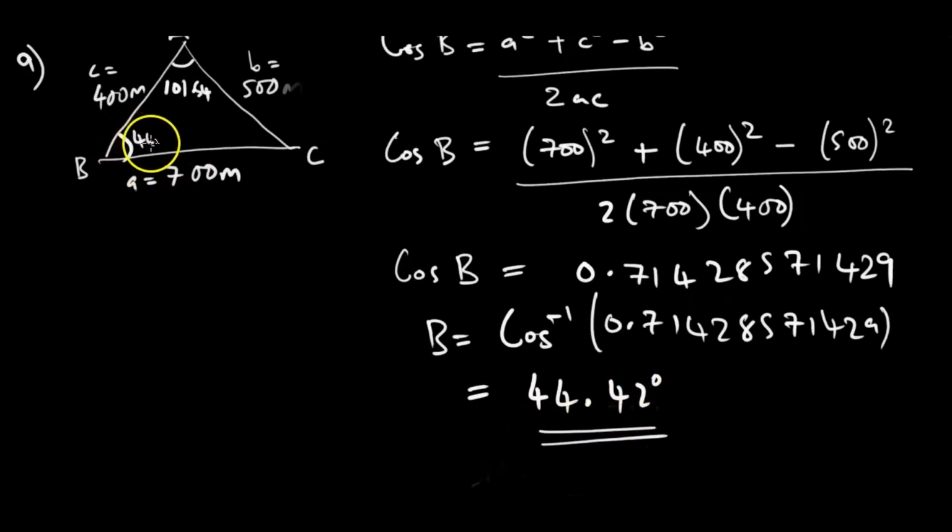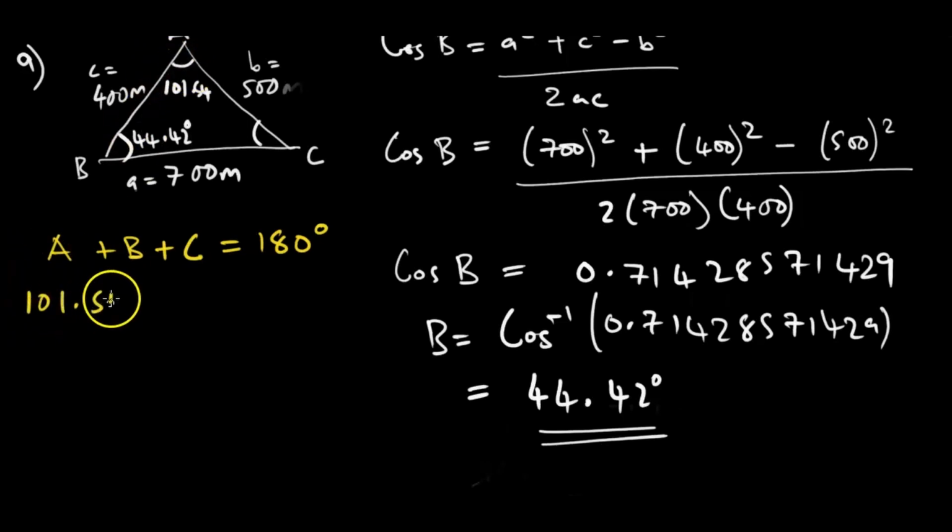Saka b it's 44.42 degrees. Kwasara c. Kana takuda kutsvaga c manje, we are just going to use the sum of interior angles of a triangle. A plus b plus c is equal to 180 degrees. Saka what is a? A ndi 101.54 degrees plus b ndi 44.42 degrees plus c is equal to 180 degrees.